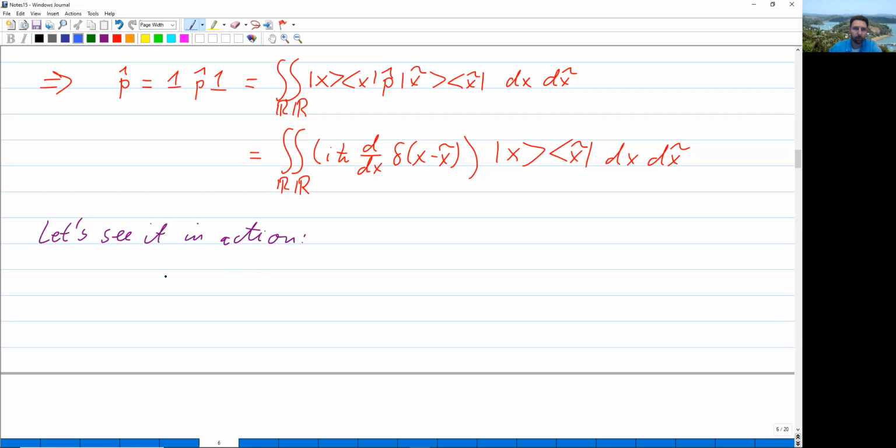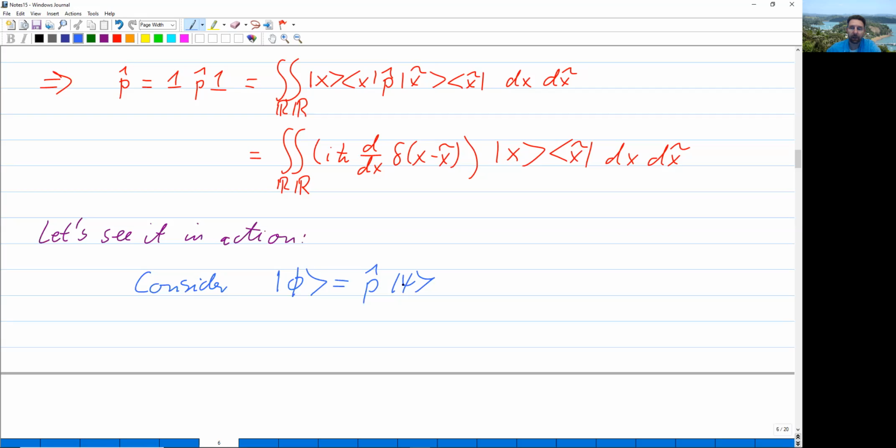So let's see it in action. Consider the abstract equation. Consider the equation phi equal to p hat psi. So we just apply the momentum operator to some state psi and get some state phi. Okay. Consider this is an abstract equation, right? No basis has been chosen here.